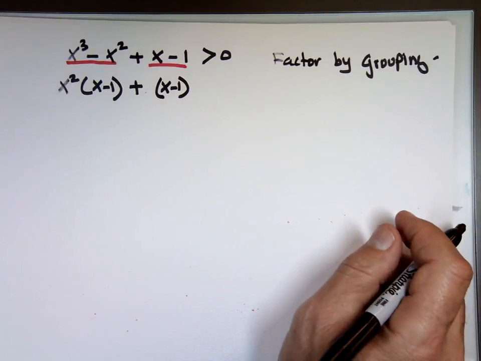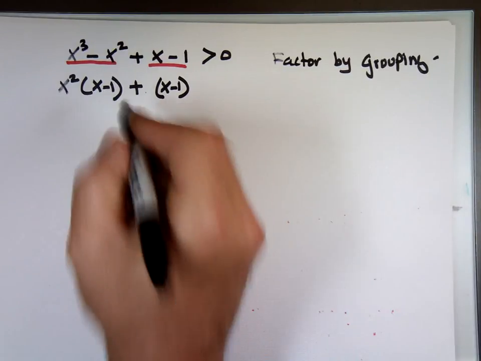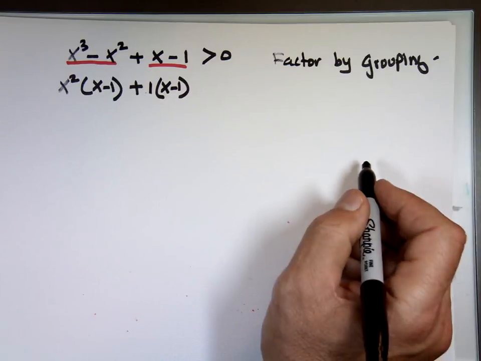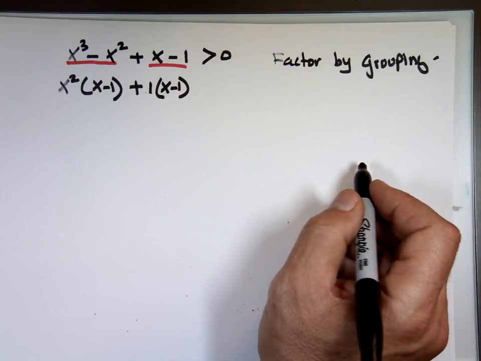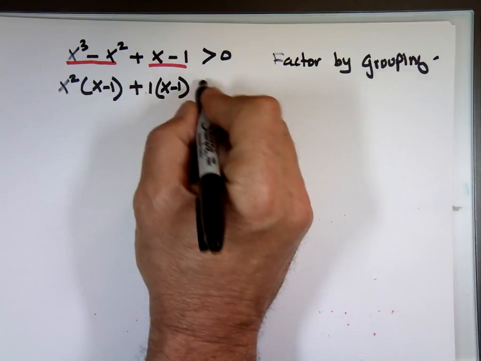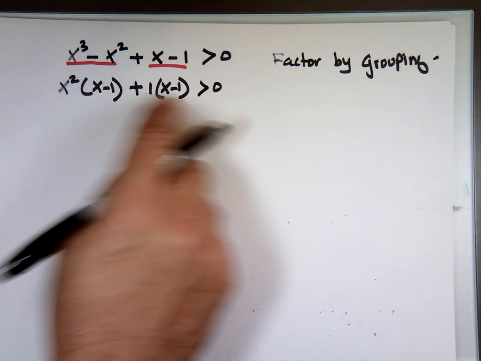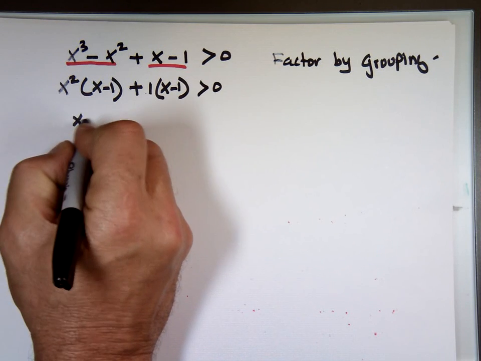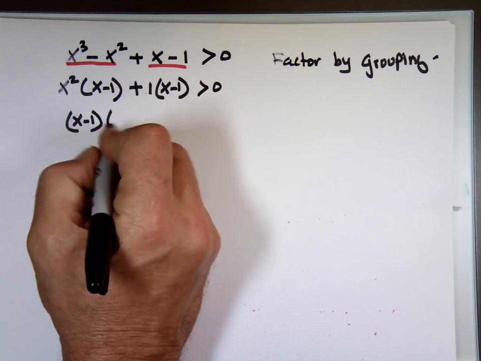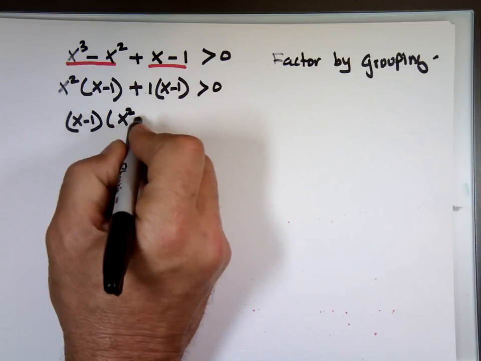One into that, there's a 1. You want to put a 1 here? Okay, I'll do that: 1 times x minus 1. I like that choice, because then you're going to use x minus 1 of that. Very good. Now you notice x minus 1 is common to both of them. If you factor that out, what's left? X squared plus 1.